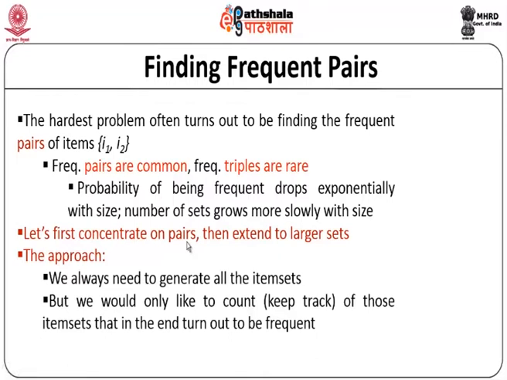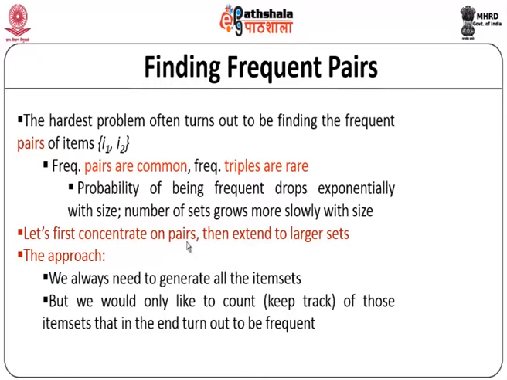When you are generating the frequent pairs, what may be the issue that will come into the picture? The hardest problem here is finding the frequent item pairs, that is I2, I1 or I1, I2. Frequent pairs are actually common, but frequent triples become rare, and furthermore frequent 4 item sets, frequent 5 item sets, and then frequent kth item sets become very rare. Sometimes they may not even be part of your database. So, our priority is identifying the frequent pairs that are common.